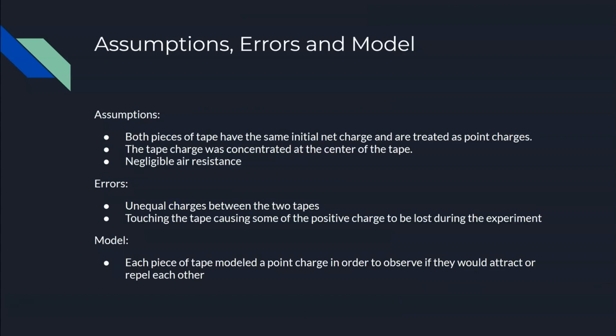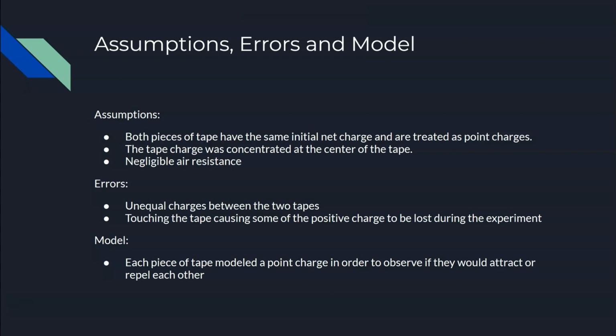Some assumptions made included that both pieces of tape had the same initial net charge and were treated as point charges, and also that the tape charge was concentrated at the center of the tape, and also that there was negligible air resistance. Some possible errors included that there were unequal charges between the two tapes, and that touching the tape during the experiment could cause some of the positive charge to be lost.